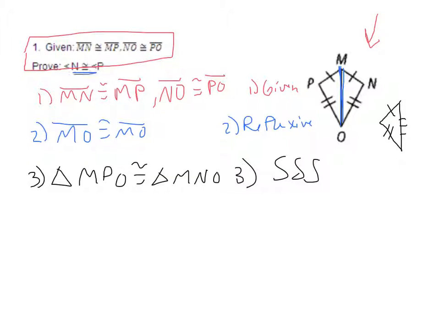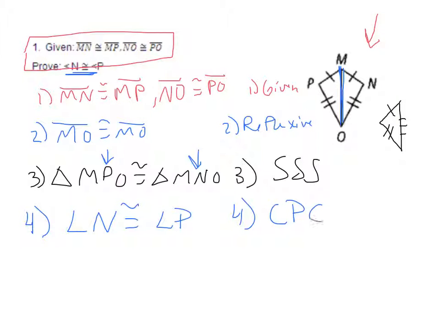I'm trying to prove angles N and P, so I want to make sure that N and P are in the same location, and they are. So I can say angle N is congruent to angle P. And the reason is congruent parts of congruent triangles are congruent. Corresponding parts of congruent triangles are congruent. Whenever you have a proof that is not about triangles, you should be using CPCTC.